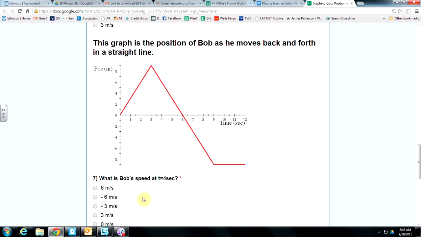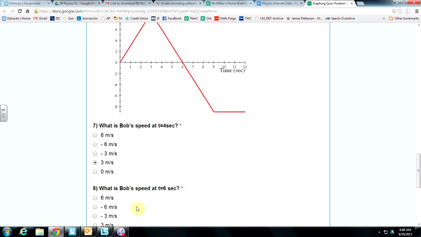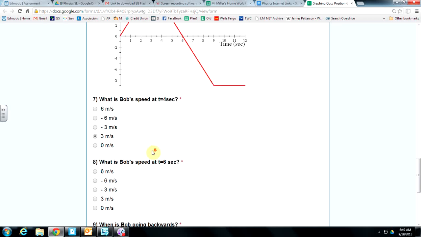Okay, what's Bob's speed at 4 seconds? Well, his speed is irrespective of which direction he's going, so it's going to be +3 meters per second instead of negative. Speed is the absolute value of the velocity, if that makes it a little easier. His speed at 6 seconds: even though he's back at the origin, he's still moving, and so his velocity is still -3, but his speed's going to be +3.